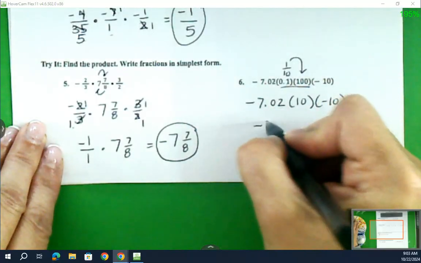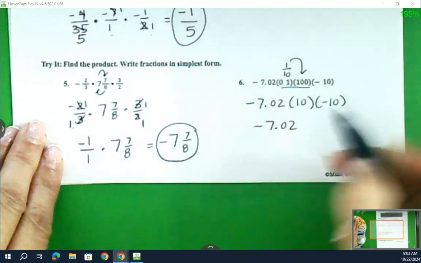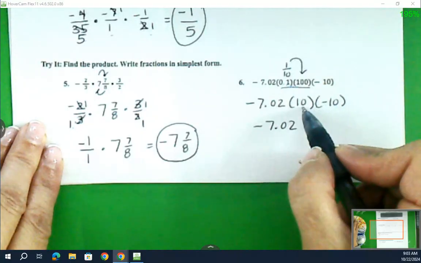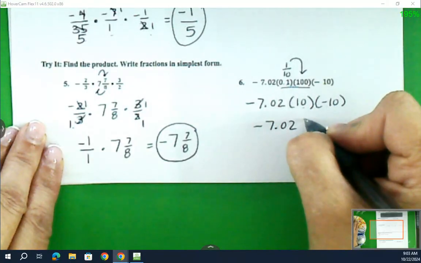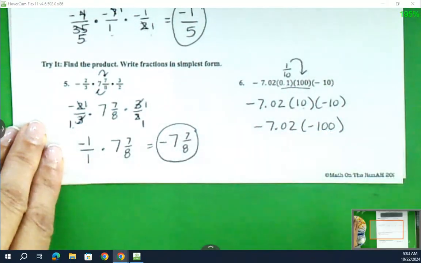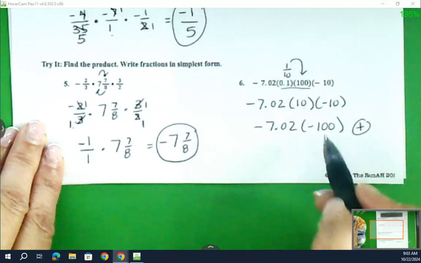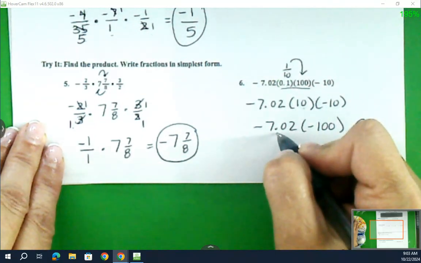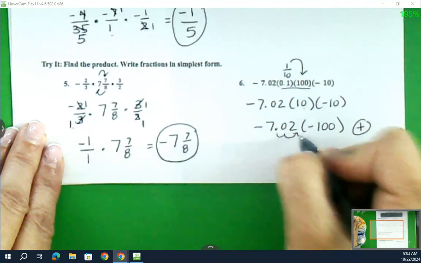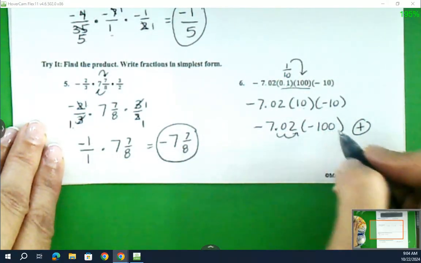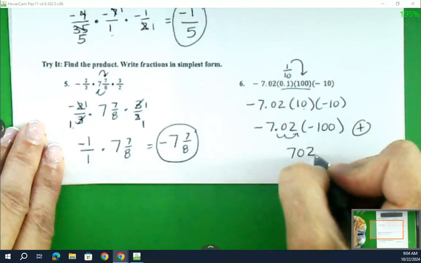And now I'm going to do negative 7.02. I know 10 times 10 is 100. Since I have different signs here, that's going to be negative 100. Okay, a negative times a negative is going to give me a positive answer. And if I'm doing 100 times a number, that means I can move it over 2 decimal places for the 2 zeros. So my answer is 702.